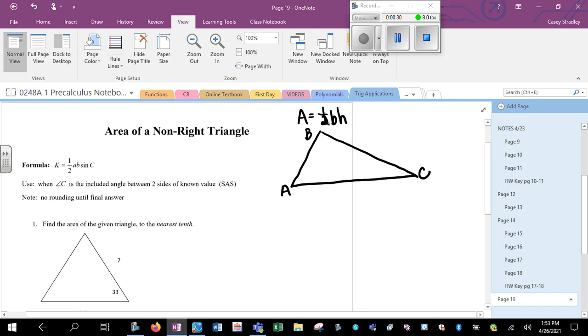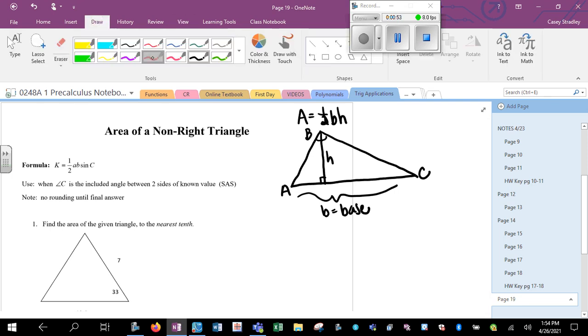It's not a right triangle. But in this triangle, I could find the height by dropping down a perpendicular and creating a right angle. And since angle B is up at top, I know that the base is side B down here at the bottom. So there's my 1/2 base times height. Using a little right triangle trig, I know that if angle C is over here, then side C happens to represent the hypotenuse, also known as side AB.